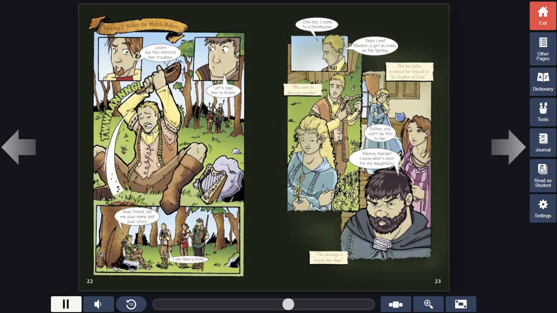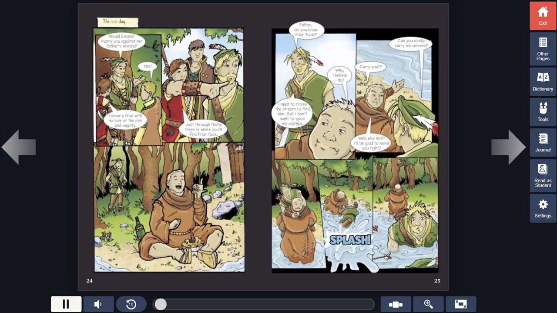But her father promised her instead to Sir Stephen of Trent. Father, you can't do this to her. Silence, Marion. I know what's best for my daughters. The marriage is in just 2 days. The next day... Would Eleanor marry you against her father's wishes? Yes. I know a friar with no love of the rich and mighty. Just through those trees is where you'll find Friar Tuck.